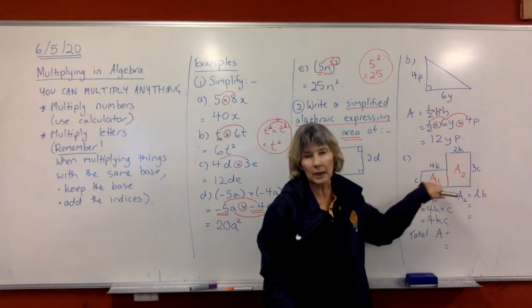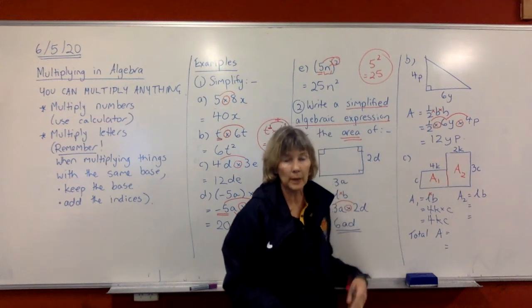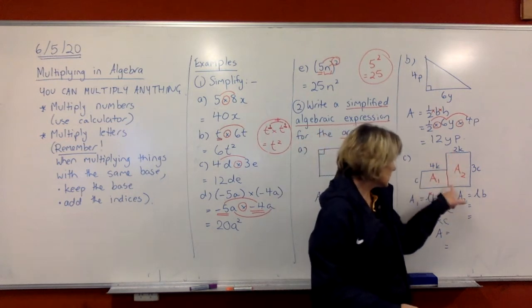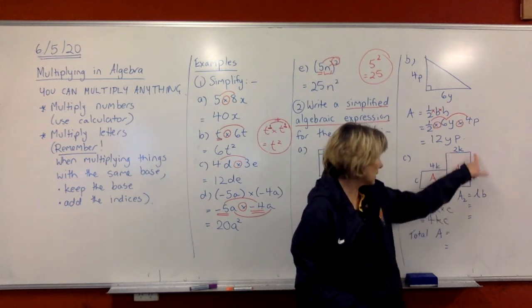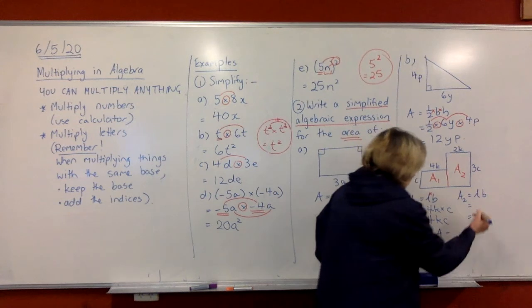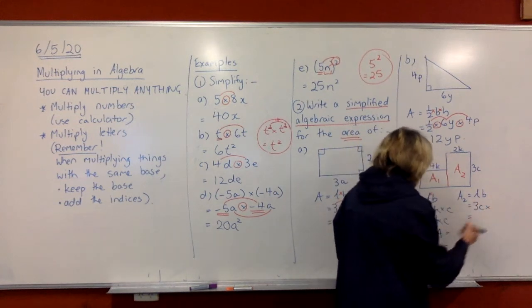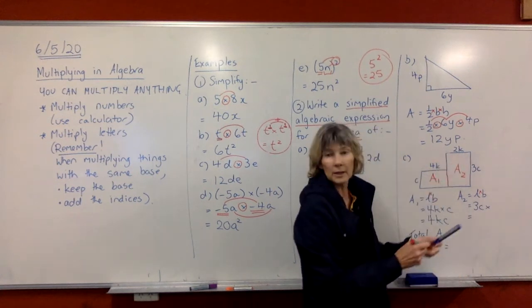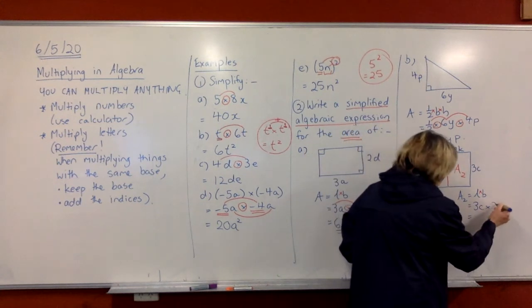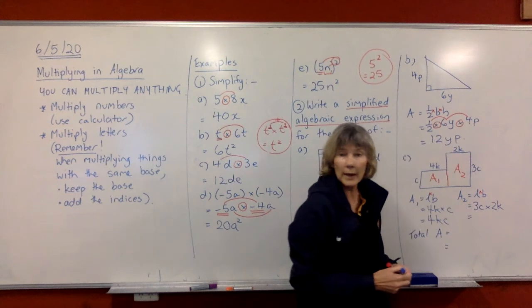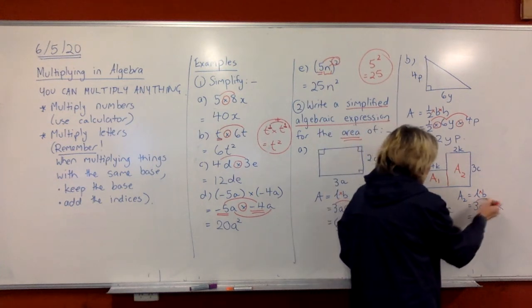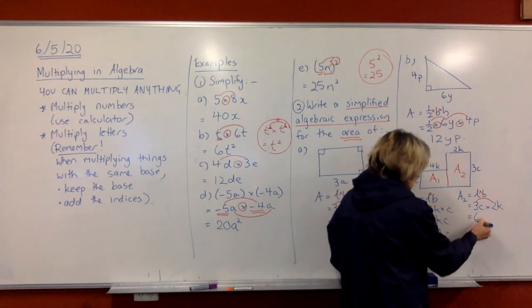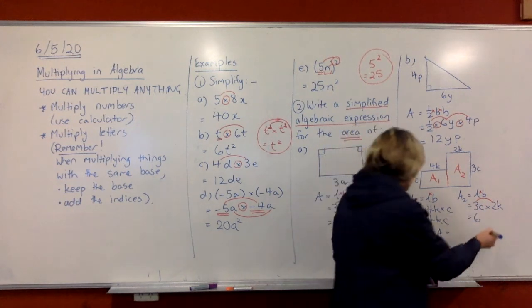Right, we're over here to what I've called area 2. It's really important you label these things so you can follow what you're doing and the person marking it can follow your working as well. So this is a rectangle. The length I'm going to say is 3c times, I'm going to call the breadth this one here, so that's 2k. Right, so now you go to your calculator and you do 3 times 2, which is 6, and then write your C and K on the end.